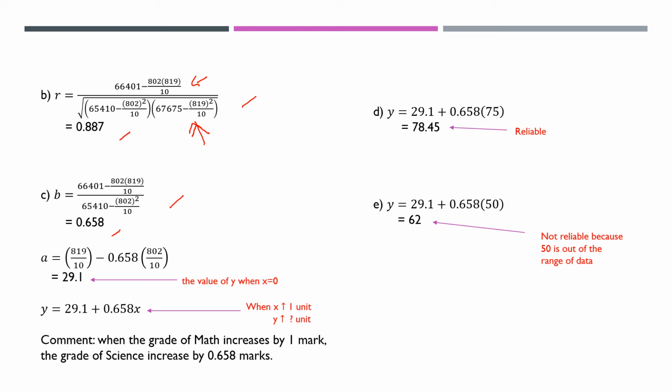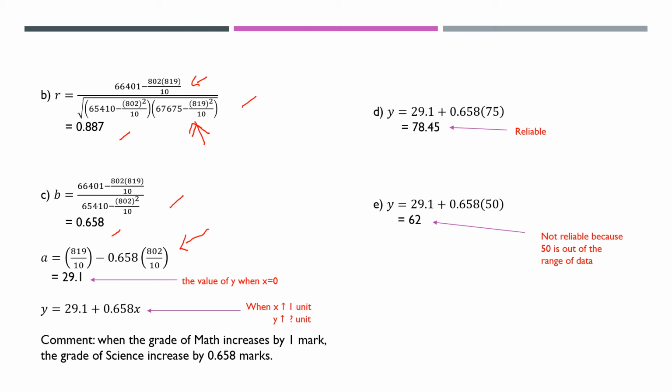After you get the value of B, you can get the value of A. So the value of A is mean of y minus B times x mean. So you just sub everything into the equation, and you get the answer 29.1. So 29.1 is the value of y when x equals 0. So you have the equation: y equals 29.1 plus 0.658x. So this is the gradient.